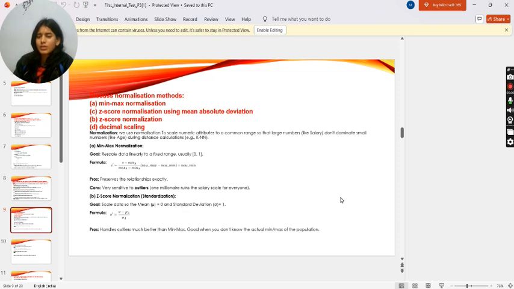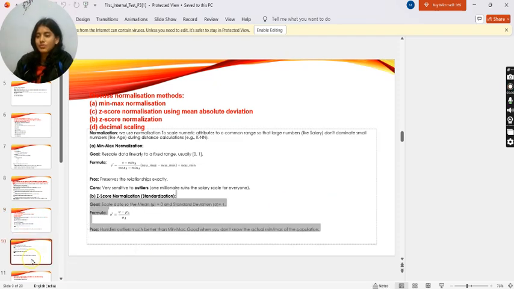Z-score normalization, or standardization. The goal is to scale data to mean mu equals 0 and standard deviation and variance equals 1. Formula: V dash equals V minus mu A, upon sigma A. Pros: handles outliers much better than min-max. Good when you don't know the actual min and max of the population.